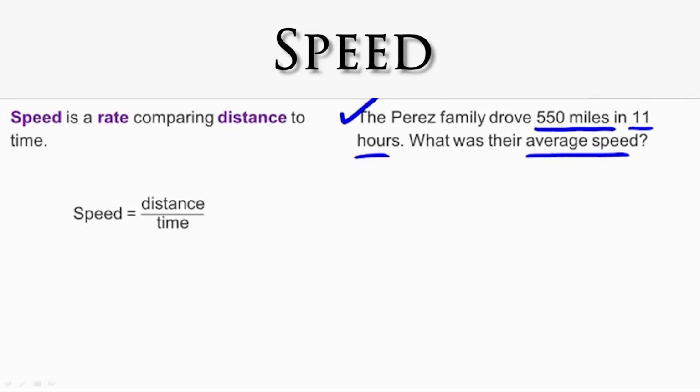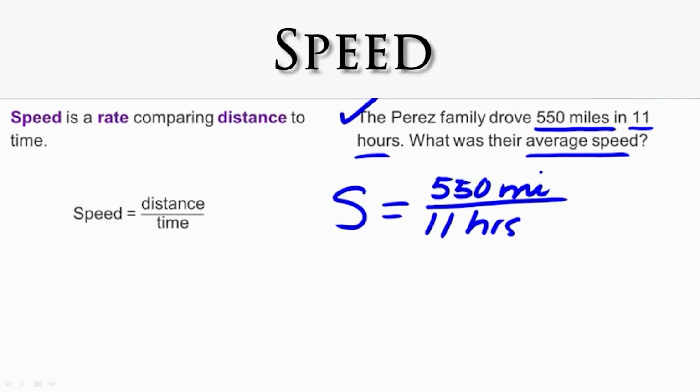Well, what are we solving for? We're solving for speed. That is the unknown. So I'm going to say S is the unknown. It represents speed. Speed is going to equal distance over time. Distance: how far did they travel? Well, we know that they traveled 550 miles. Over time: how much time did it take them? It took them 11 hours to travel the 550 miles.